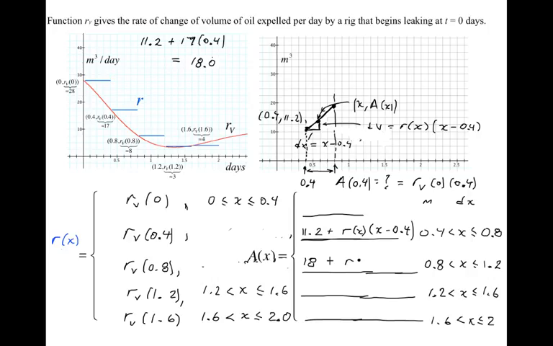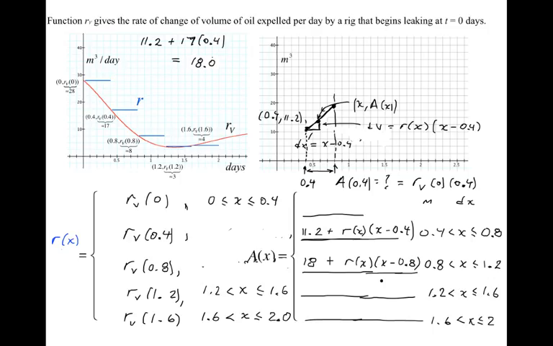R of x times x minus 0.4. Is that right? No, this is now the change of x in the third moment. The change in x of the third moment would be x minus 0.8. How much change do you have in the third moment from 0.8? X minus 0.8. You got to think it.